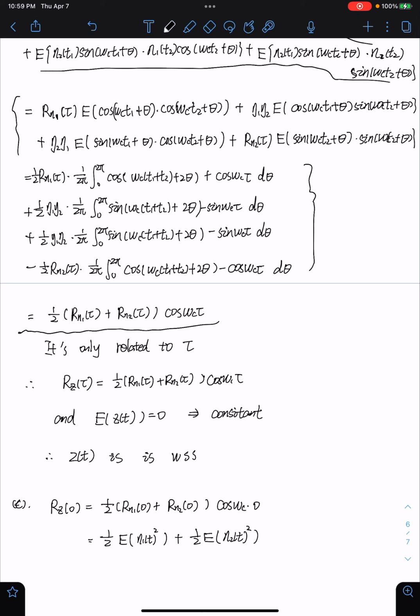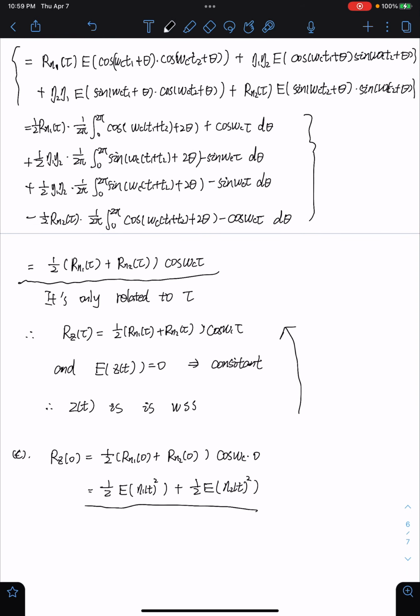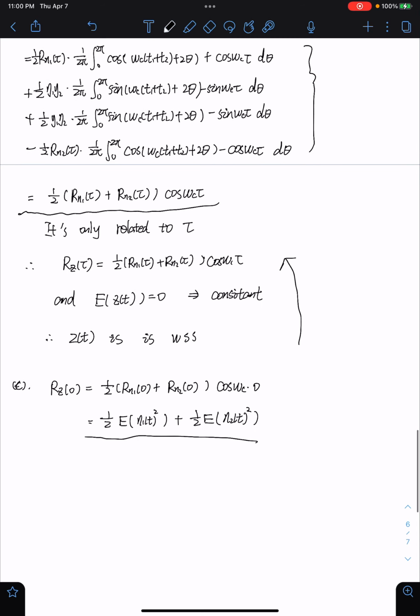So Z(t) is WSS. The third question is to find the autocorrelation of Z when tau equals 0, which means t1 equals t2. So we just apply tau equals 0 to the equation that we solved in question 2, and we get the final result. To be more specific, the autocorrelation of N1 at 0 is the expectation of N1(t) times N1(t), because the two t's are equal, so tau equals 0, which can be written like this.